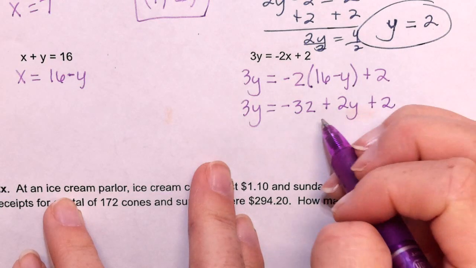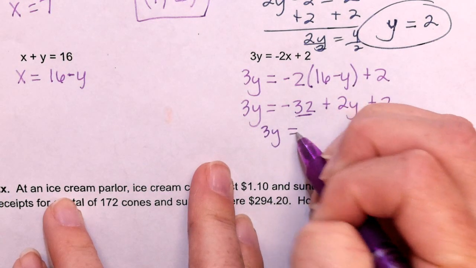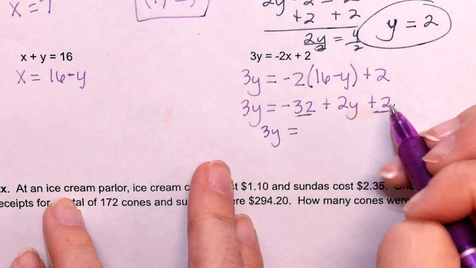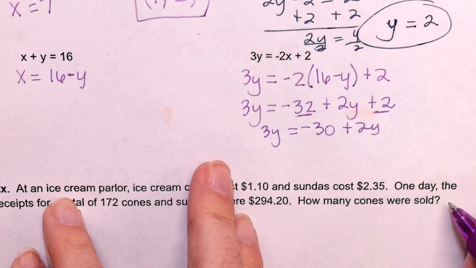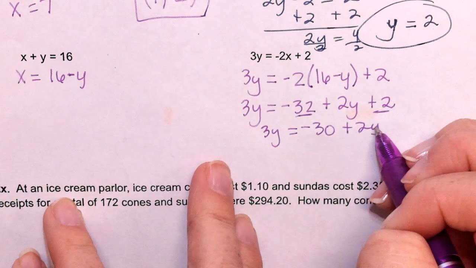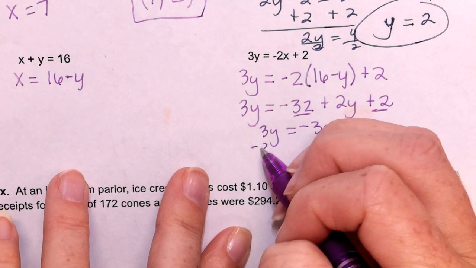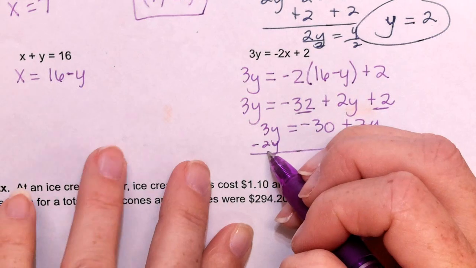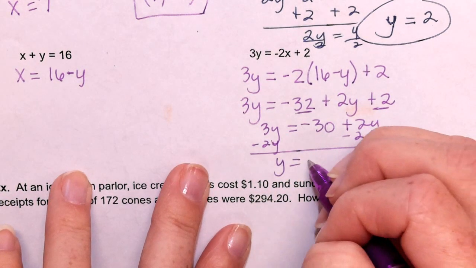Can I combine like terms right here? So I have 3y equals, what's negative 32 plus 2? Negative 30 plus 2y. How do I get this 2y over here with this y? Minus 2y. 3 minus 2 is 1. So I'm just going to put y equals negative 30.